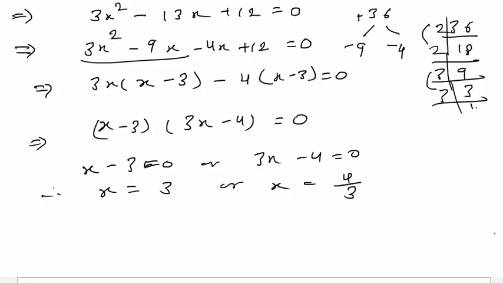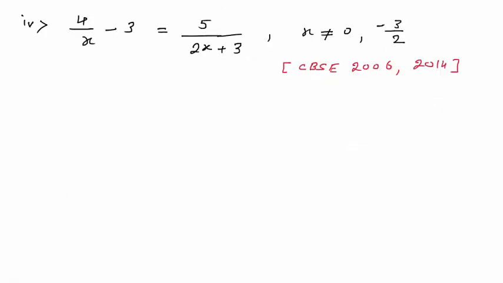Let us go to one more problem. Fourth problem is 4 upon x minus 3 is equal to 5 upon 2x plus 3. x is not equal to 0, not minus 3 by 2.